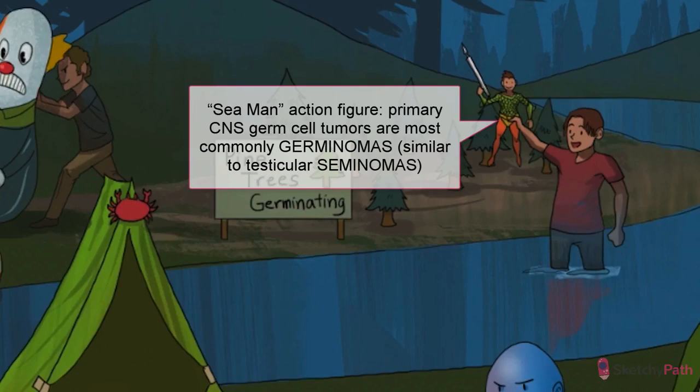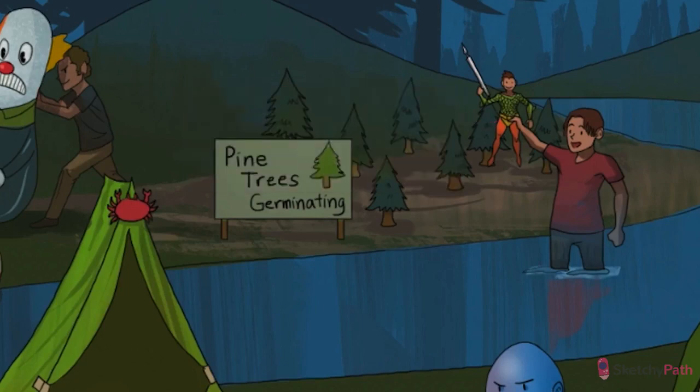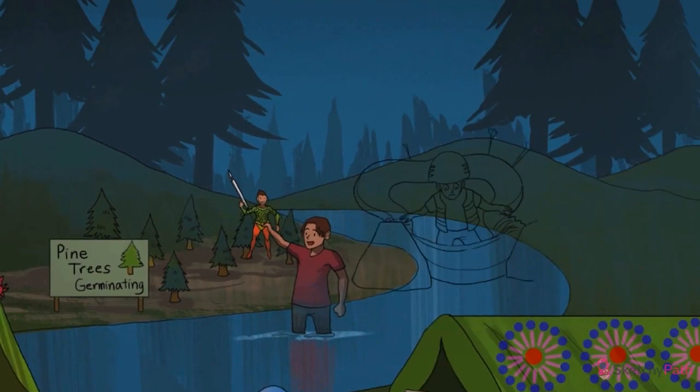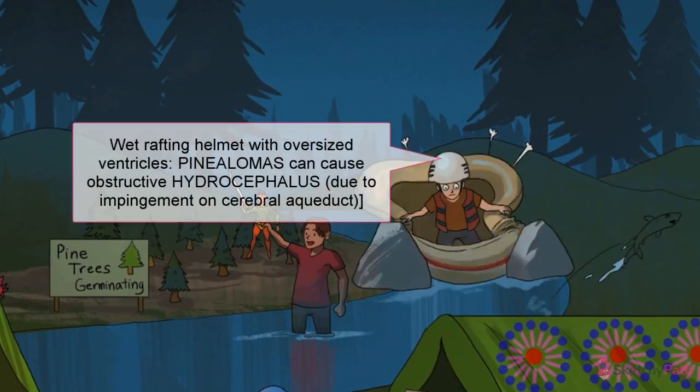Pinealomas present with a very unique set of symptoms due to the location of the pineal gland, the posterior surface of the midbrain, right in the vicinity of the cerebral aqueduct and superior colliculi. Impingement of the cerebral aqueduct can cause obstructive hydrocephalus. Just look at that raptor's big fat wet helmet. This leads to intracranial hypertension and the classic triad of headache, vomiting, and papilledema.